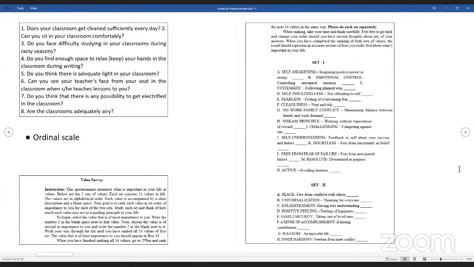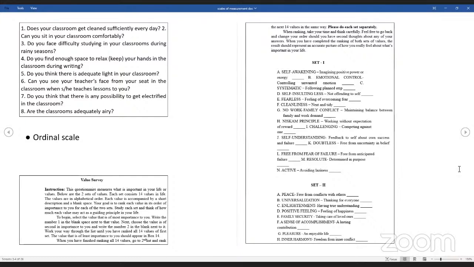So the question, for example, does your classroom get cleaned sufficiently every day? Second question, can you sit in your classroom comfortably? Number 3, do you face difficulty studying in your classroom during the rainy season? So this type of questions are there, and they have answered yes or no like that. So this is basically the nominal scale.